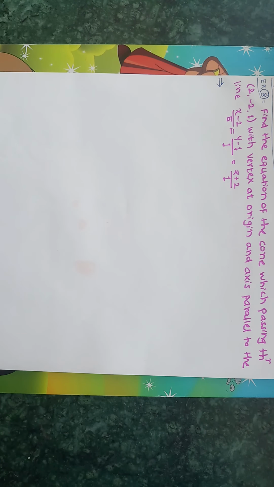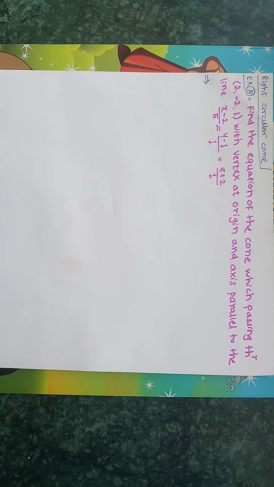Hello friends, this is problem number 8 for right circular cone. The problem is to find the equation of the cone which passes through (2, -2, 1). That means this is a point on the cone. The cone passes through this point, so the point lies on the cone. That means it will be a point on a generator line, because a generator lies on the cone.